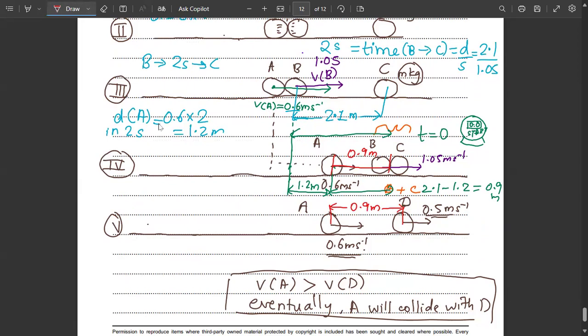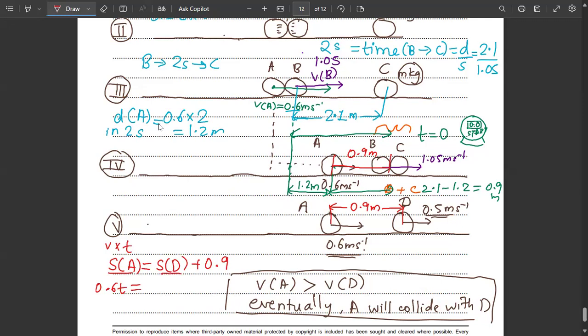Now what we will have to find out is that if A wants to catch up to D, the distance traveled by A should be equal to the distance traveled by D and an additional 0.9 meter. And what will be the distance traveled by A? The distance traveled will be velocity into time. Velocity is 0.6. Time we have to find out.